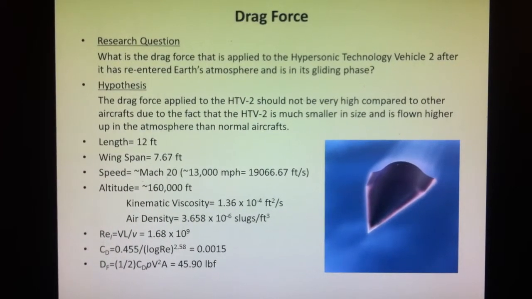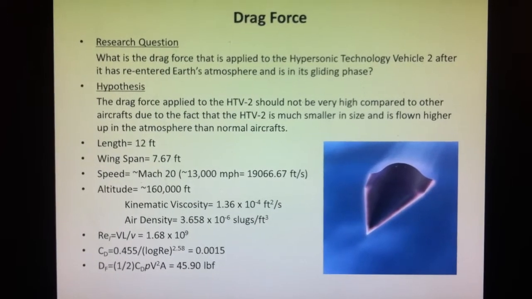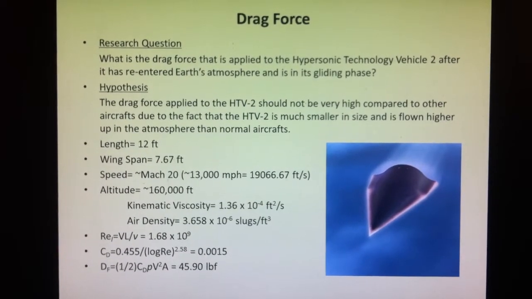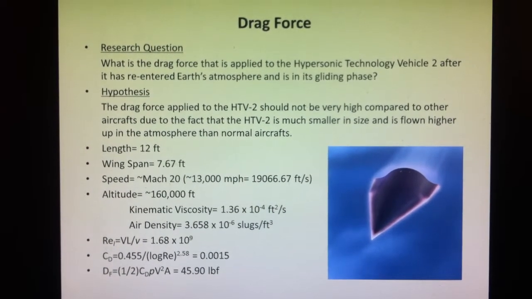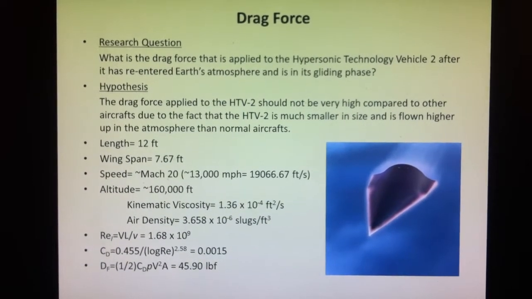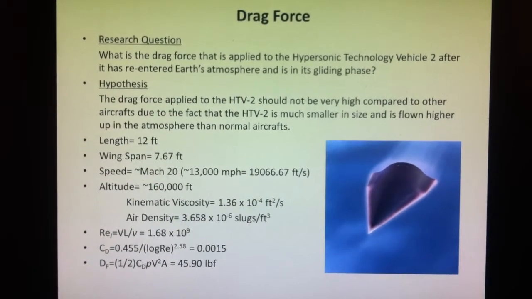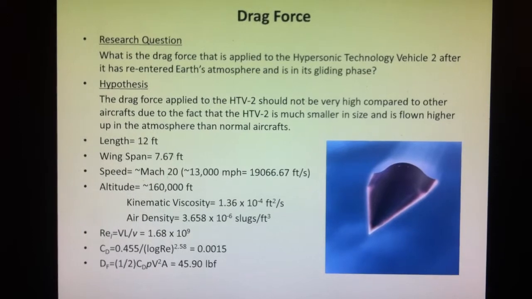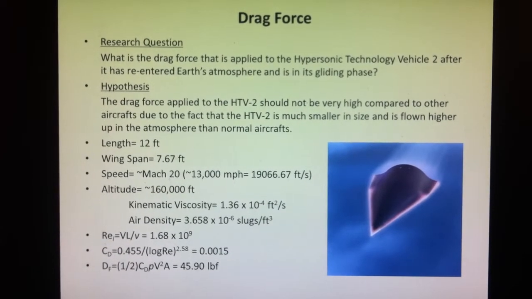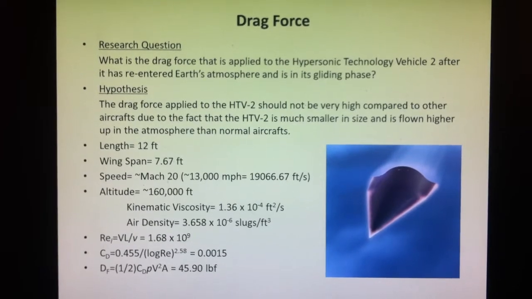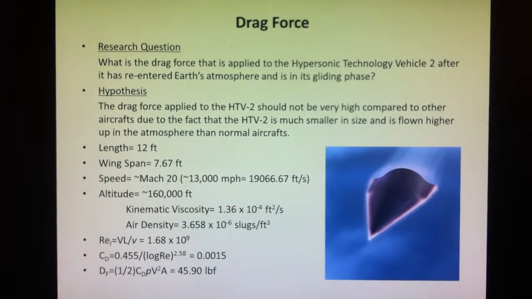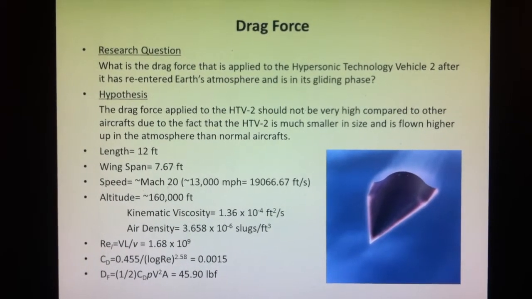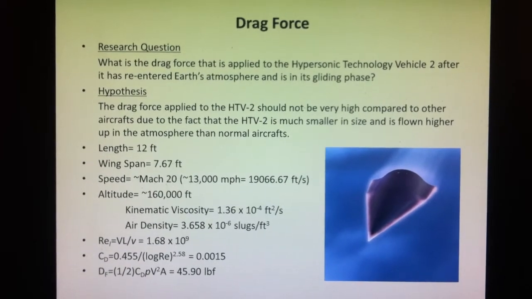With the data gathered about the HTV-2, we calculated the Reynolds number to be 1.68 times 10 to the 9th, meaning that the airflow about the aircraft is turbulent. Using that information, we find that the drag coefficient is about 0.0015. The drag force that we were able to calculate for the HTV-2 was 45.90 pounds force. This calculation proves my hypothesis correct, with the HTV-2's drag force being much lower than other conventional aircraft, such as the Lockheed F-117 Nighthawk, which has a drag force of 528.17 pounds force.